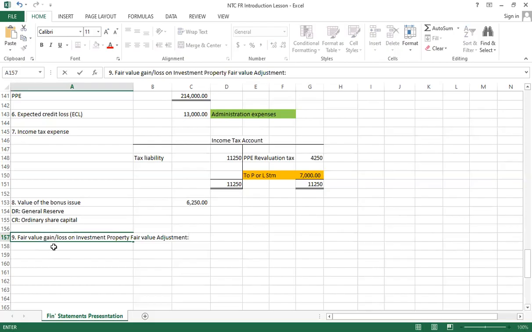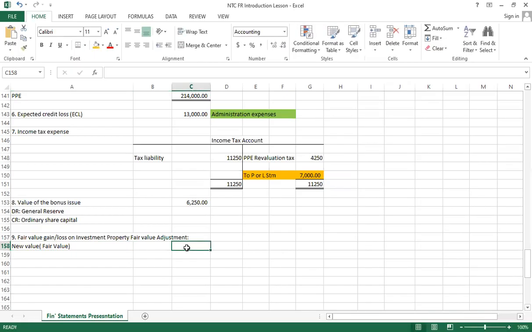And because this is the same as what we have done under revaluation, compare their new value, and their new value is the same as their fair value. Note number 8 is clear that their fair value, we have 147 million.